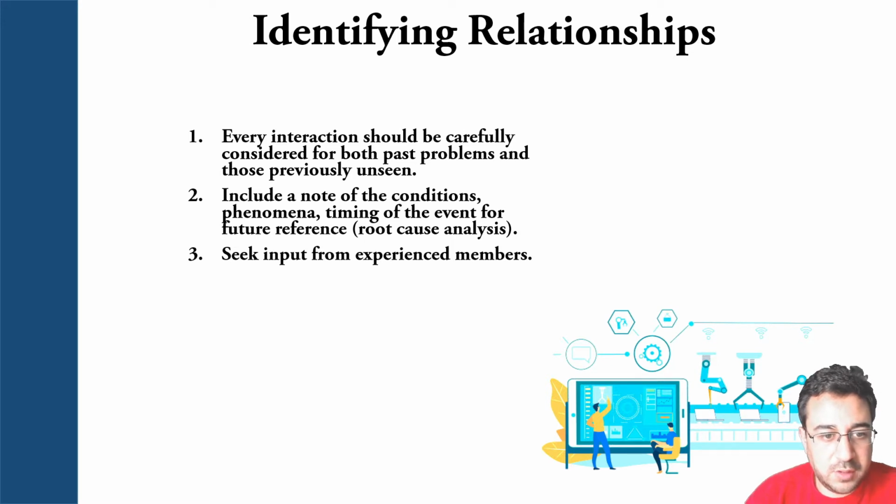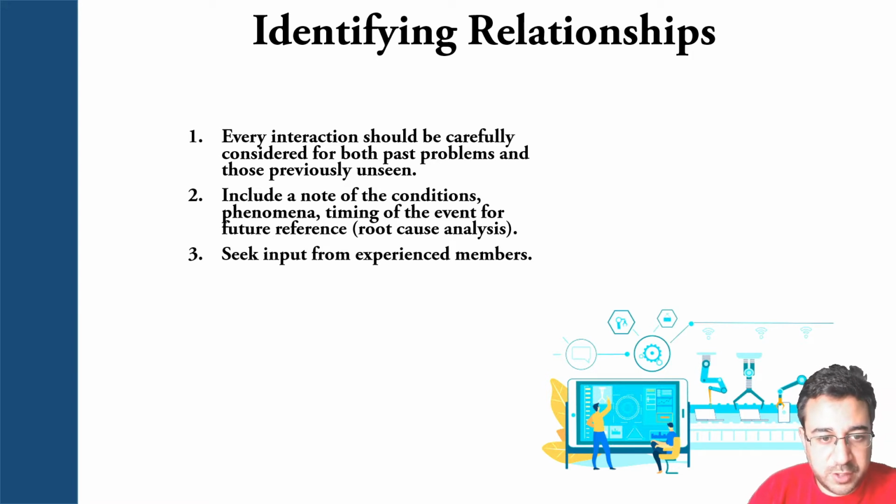Then you include notes of the conditions, phenomena, and timing of the event for future reference. Like, in the past, I used to have a noise that would show up at a certain speed. I used to have an intermittent operation at a certain voltage, at a certain current, and so on. So you put those as part of the root cause analysis so that it will help you prevent that from happening again in the future.